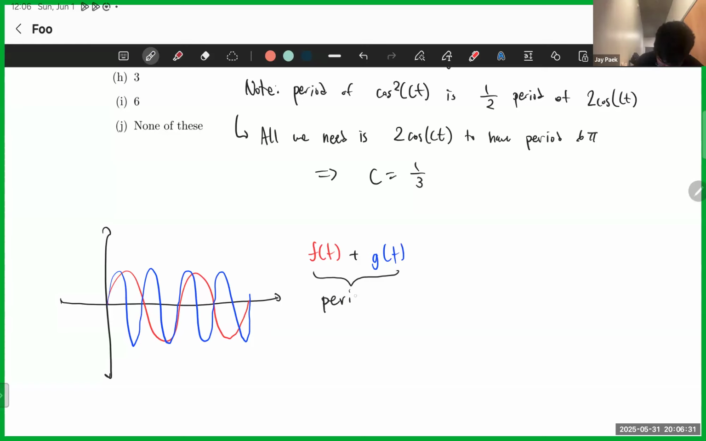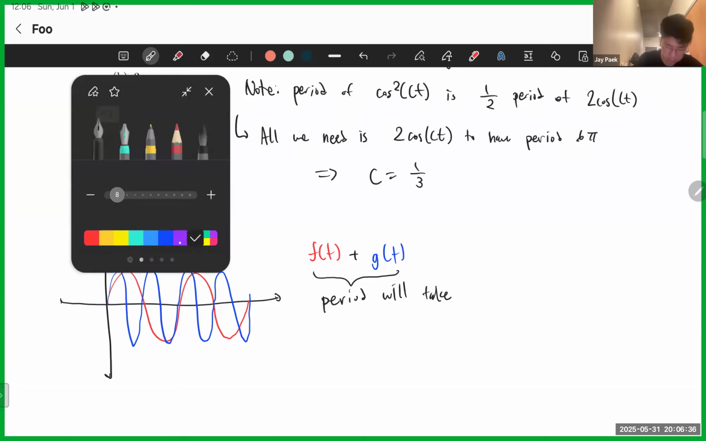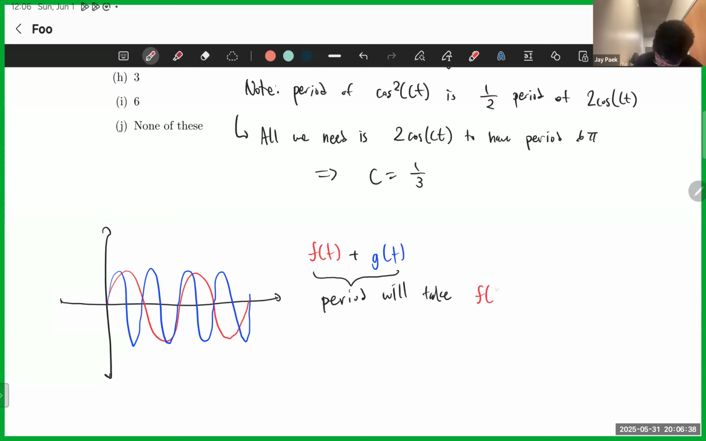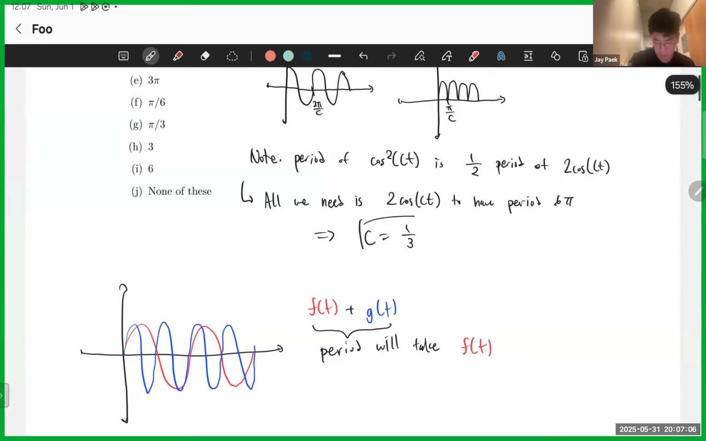the period will take the period of f of t because it's larger, as the periodicity is contingent upon the repetition of both functions, and since f of t has a larger period, and g interweaves itself in between, g of t happens twice for each f of t. So we just work with f of t in order to obtain our desired period, and that's how we conclude that c equals 1/3.